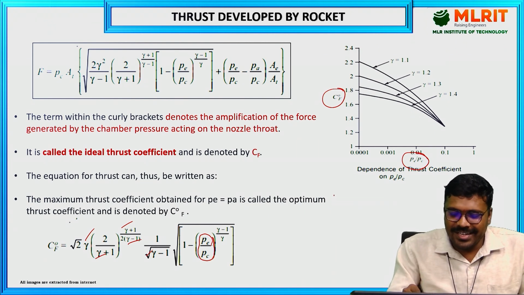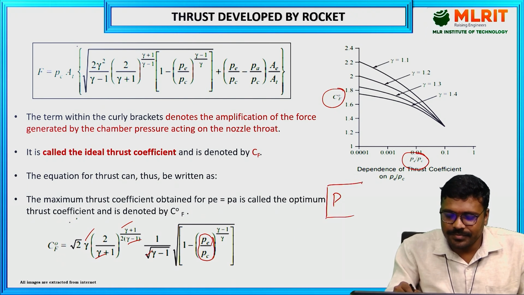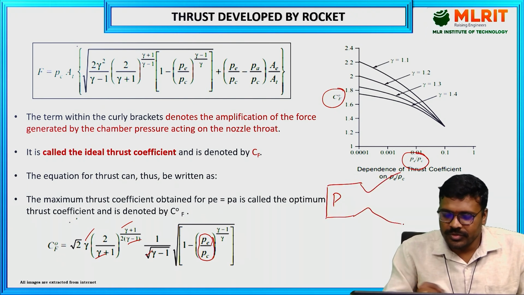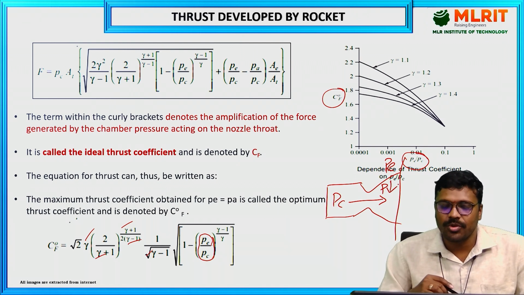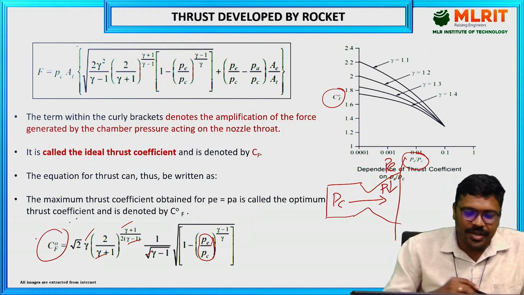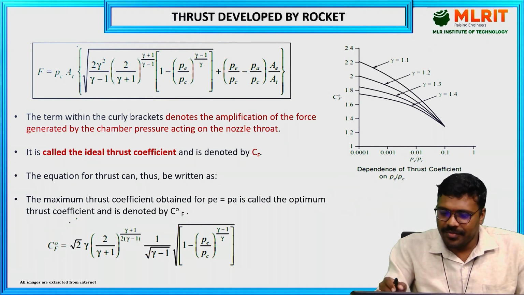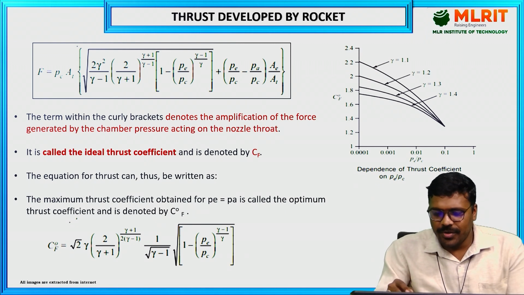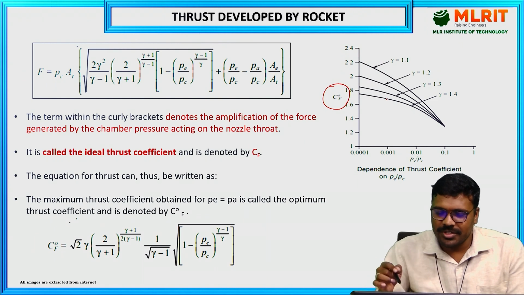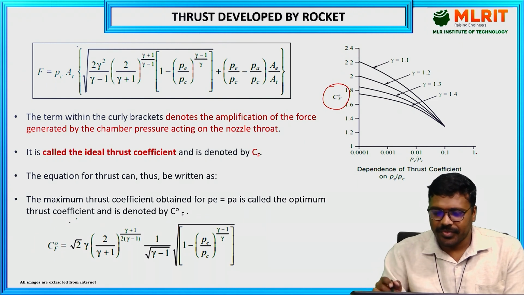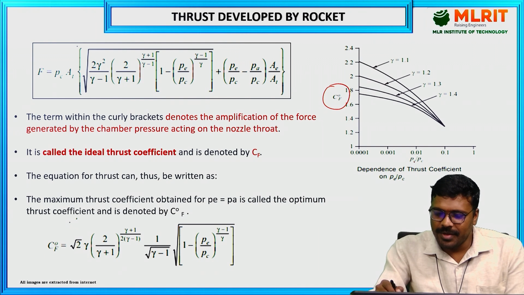That means, if you consider the rocket, the chamber pressure is PC and the exit pressure is PE. So to what extent the pressure is decreasing, to what extent the gas expansion is going on, that is deciding the value of the optimum thrust coefficient. If PC by PE is increasing, you can see this optimum thrust coefficient is decreasing. It depends on PE by PC.